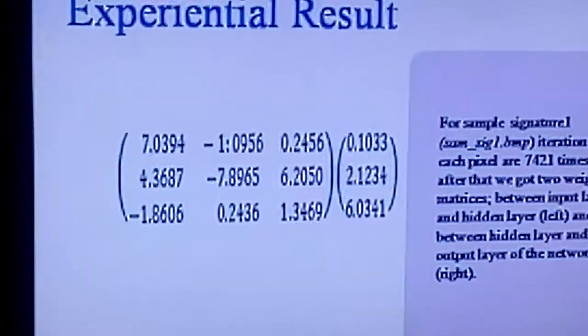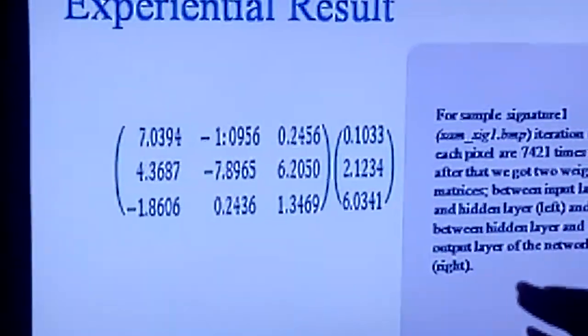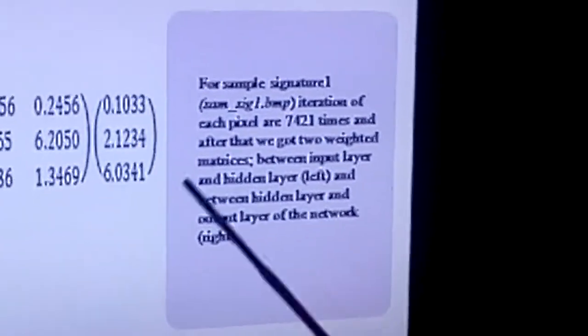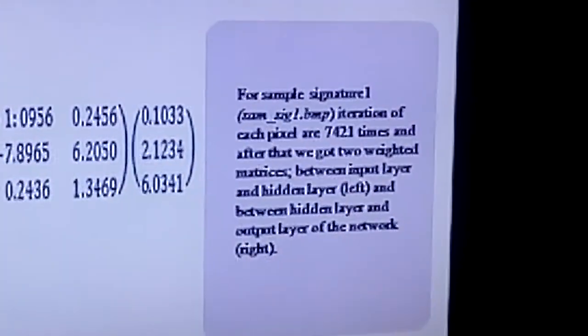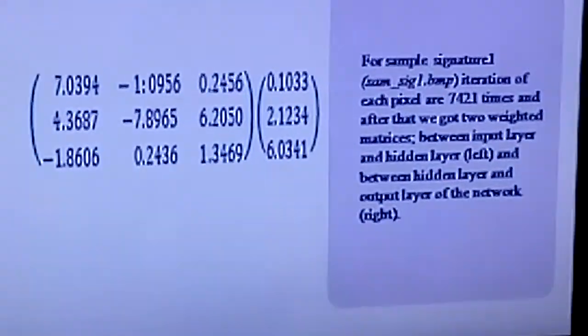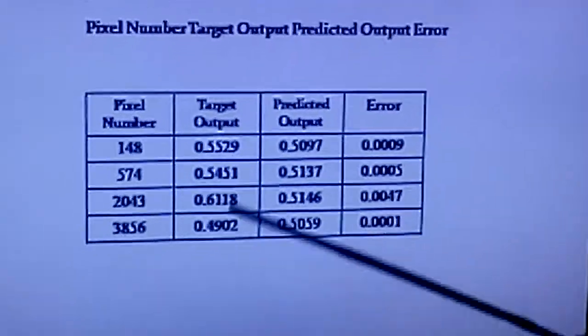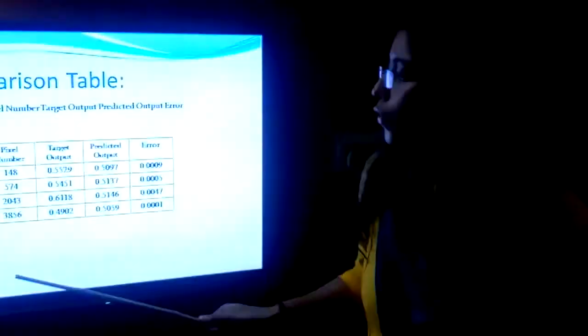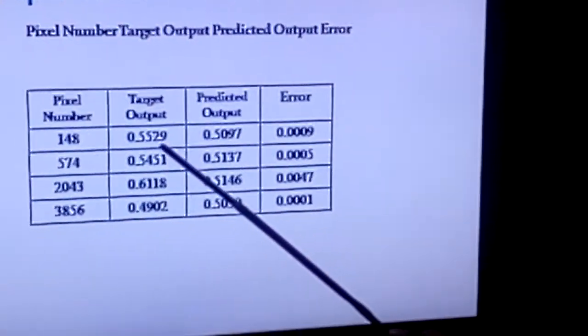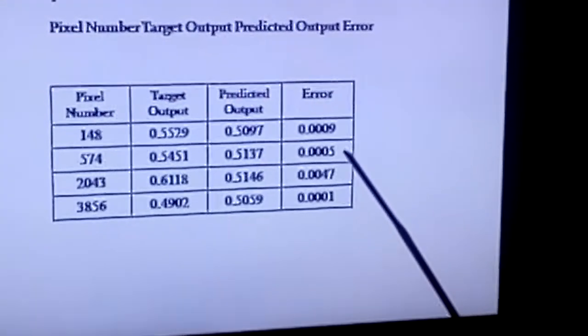After 7421 iterations of each pixel, we show the weighted values of the neural network from the input to hidden layer and the hidden to output layer. This is a comparison table. There is a large number of pixel values in our signature, so we can't show all of them. Here we show 4 of them: the pixel number, target output, predicted output, and the error term.